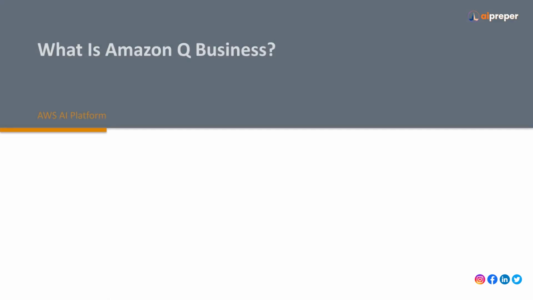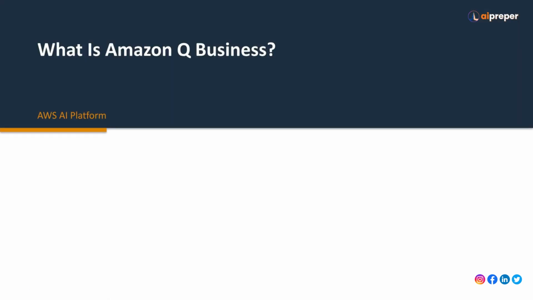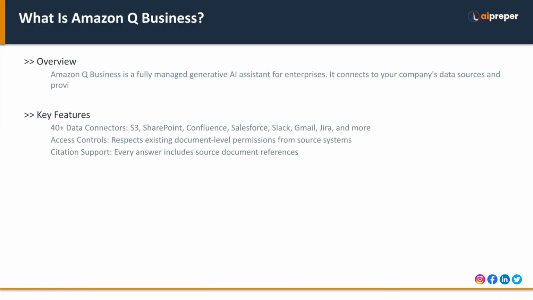Next, we will explore Module 2, what is Amazon Q Business? Amazon Q Business is a fully managed generative AI assistant for enterprises. Key features include over 40 data connectors, access controls that respect existing document-level permissions, and citation support with source document references for every answer.